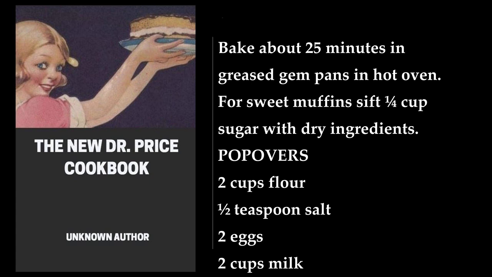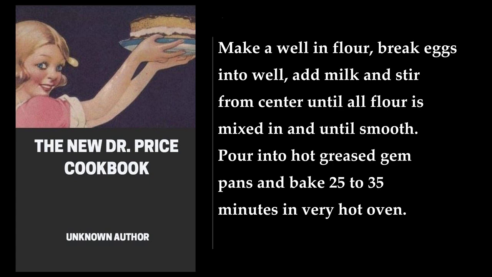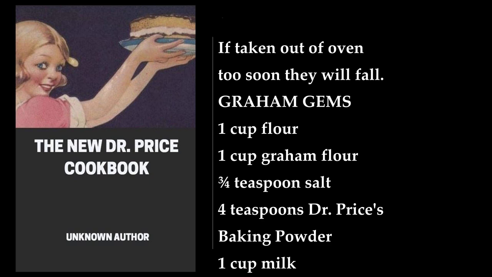Popovers. 2 cups flour. 1/2 teaspoon salt. 2 eggs. 2 cups milk. Sift together flour and salt. Make a well in flour, break eggs into well, add milk and stir from center until all flour is mixed in and until smooth. Pour into hot greased gem pans and bake 25 to 35 minutes in very hot oven. If taken out of oven too soon they will fall.